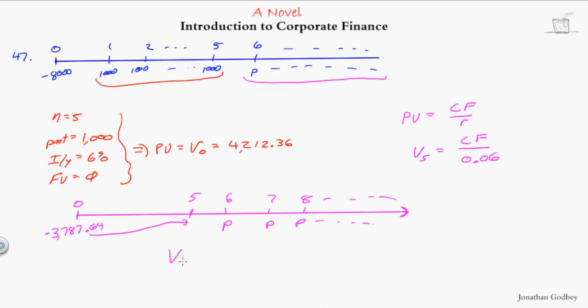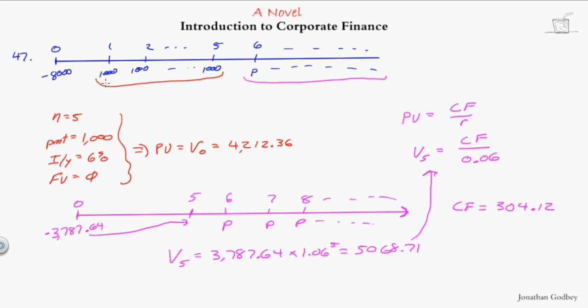So the value in year 5 is equal to the value in year 0, 3787.64 times 1.06 to the 5th, which is equal to 5,068.71. So substituting that one right there, we can find the cash flow is equal to $304.12. Okay, so just a quick review of this.